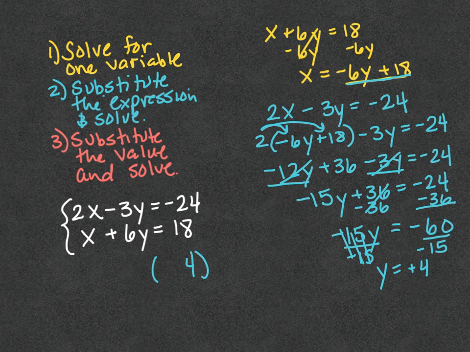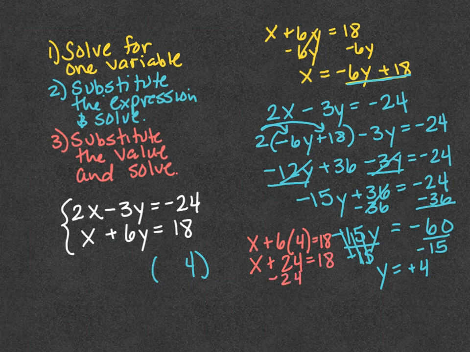Now that I know that, I move on to step 3, and I substitute the value of y into either of those two equations and solve. Let's use this one. So we have x plus 6 times 4 equals 18. So I used x plus 6y equals 18, but I substituted the 4 in for the y. Now I will calculate x plus 24 equals 18. Then I will use inverse operations to isolate the variable.